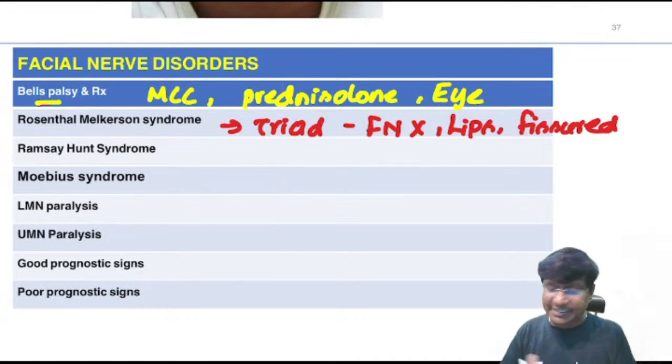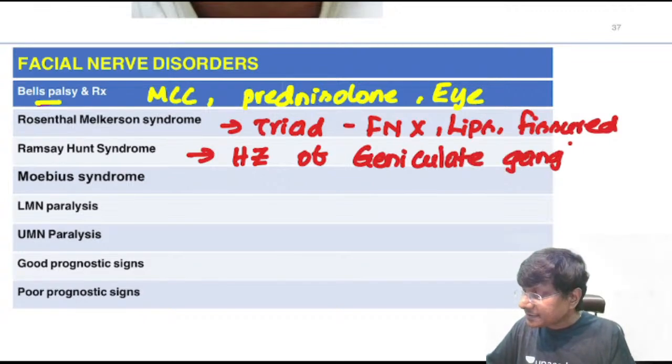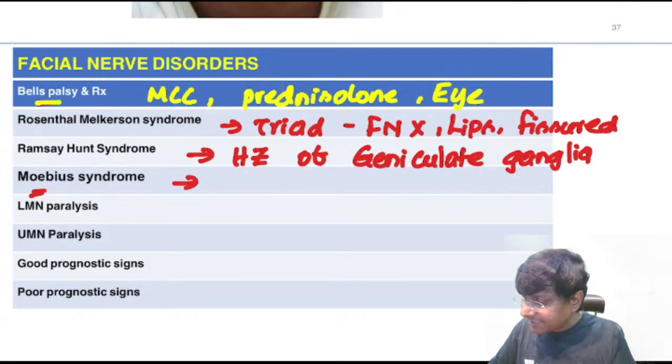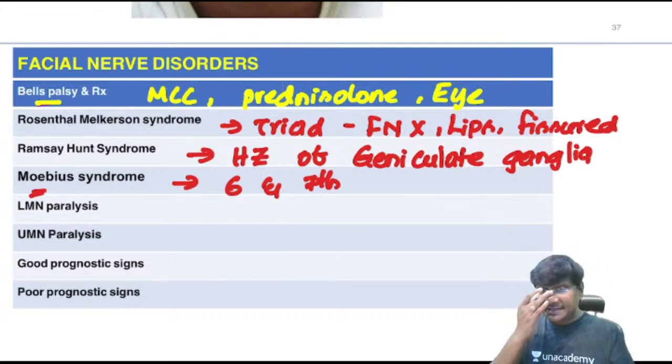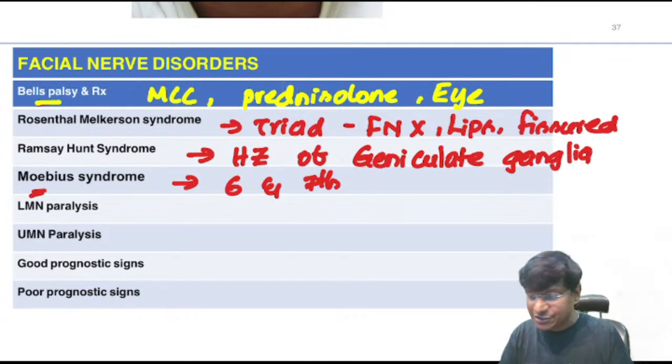Then what is Ramsay Hunt syndrome? Ramsay Hunt syndrome is herpes zoster infection of the geniculate ganglion causing facial nerve palsy. Then coming to Mobius syndrome, there is congenital absence of the sixth as well as the seventh cranial nerve nuclei. Thereby the individual will have inability to have adequate eye movements because the sixth nerve supplies the lateral rectus. Once the sixth nerve is gone, eye movement control is lost. And because the seventh nerve is gone, facial expression is also lost.